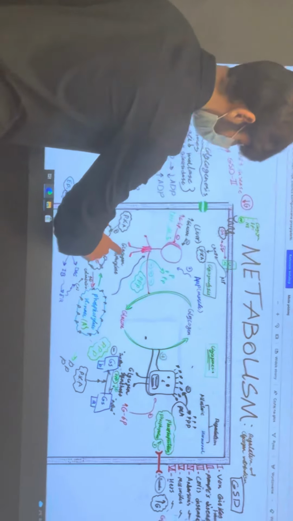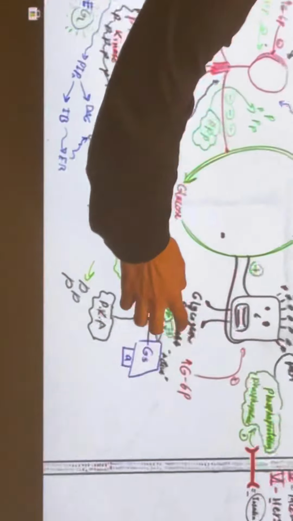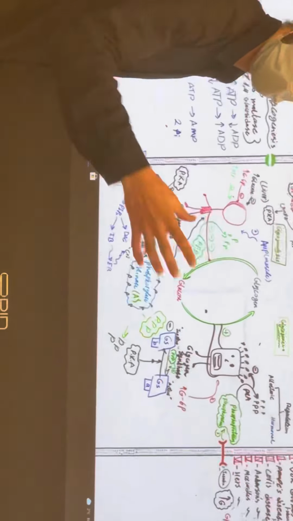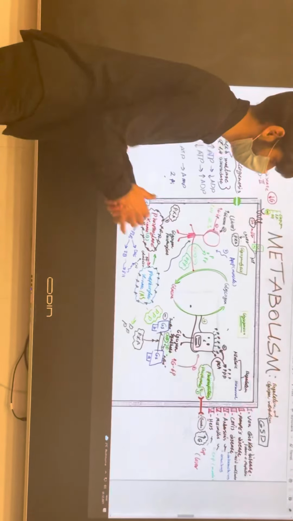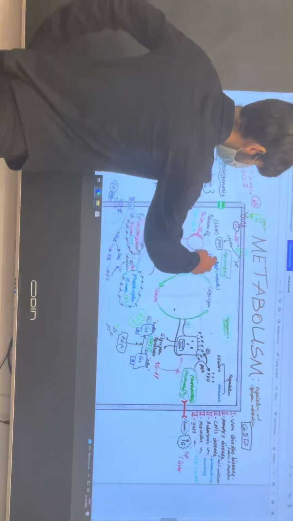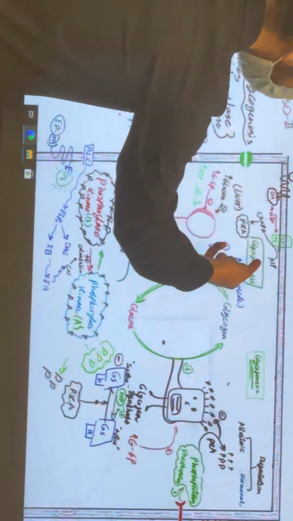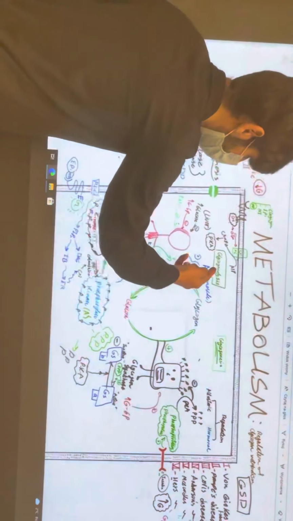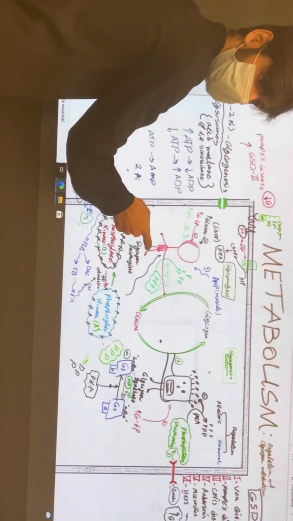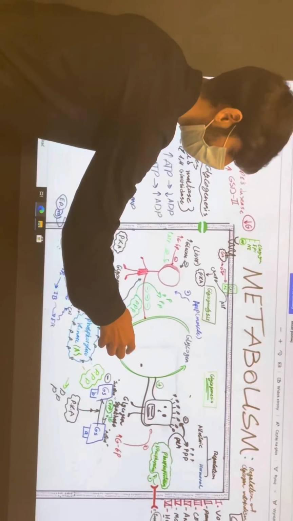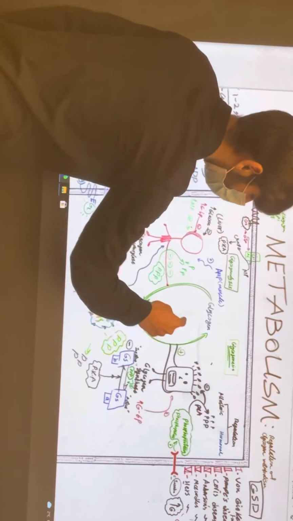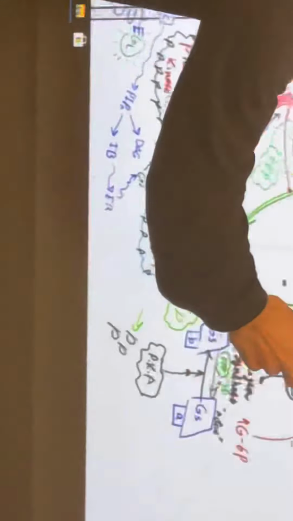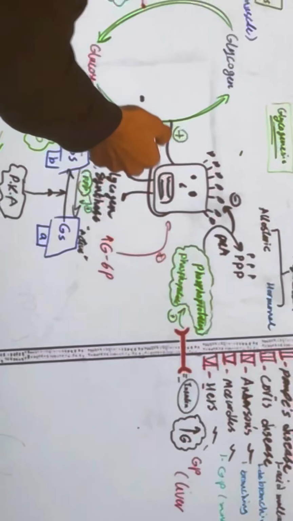You see glycogen phosphorylase and glycogen synthase. These two enzymes are the most important ones in this metabolism. The process of glycogenolysis, which breaks down glycogen into glucose 1-phosphate, is controlled by glycogen phosphorylase, and the process of converting glucose 1-phosphate to glycogen is controlled by the enzyme glycogen synthase.